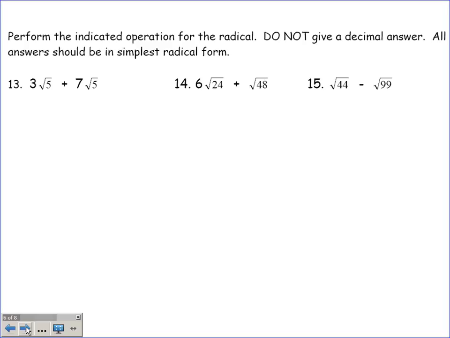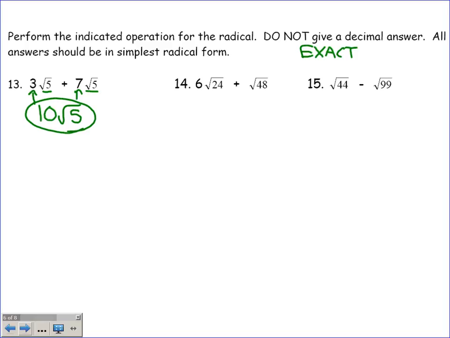We're on the back side now, so please turn it over. It says perform the indicated operation for the radical. Do not give a decimal answer. Again, this means that we need the exact answer. All answers should be in simplest radical form. When we add things together, we need to check to make sure that the radicands are the same. So if they are, which they are here, we have the square root of 5 is the same. We basically just add the 3 and the 7 together to get 10 times the square root of 5.